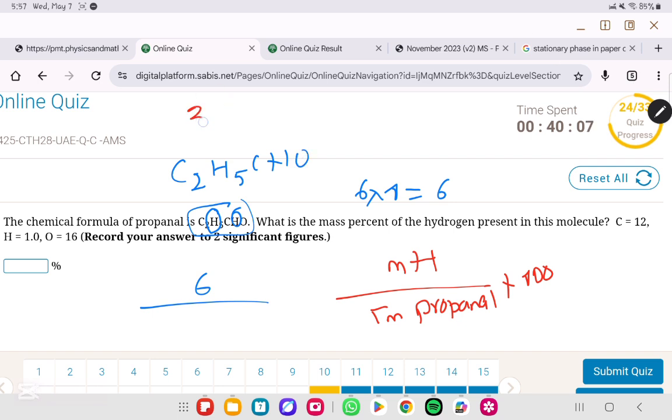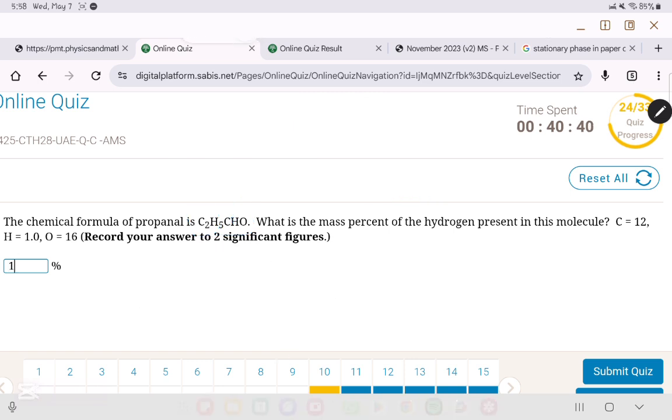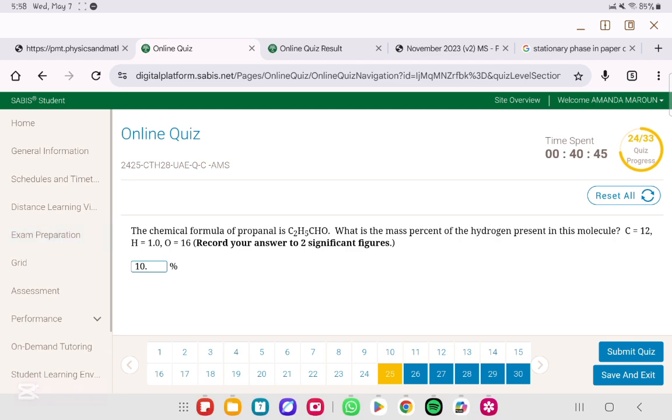So it's going to be 3 times 12 because we have 3 carbons, plus 6 times 1 because we have 6 hydrogens, plus 16 because we have only 1 oxygen. So 3 times 12 plus 6 times 1 plus 16, you will get 58. So it is 6 over 58 times 100, and you will get almost 10.34, but they needed 2 significant figures, so you will round it. It's going to be 10, but they said 2 significant figures, so you will put the full stop, so 10%.